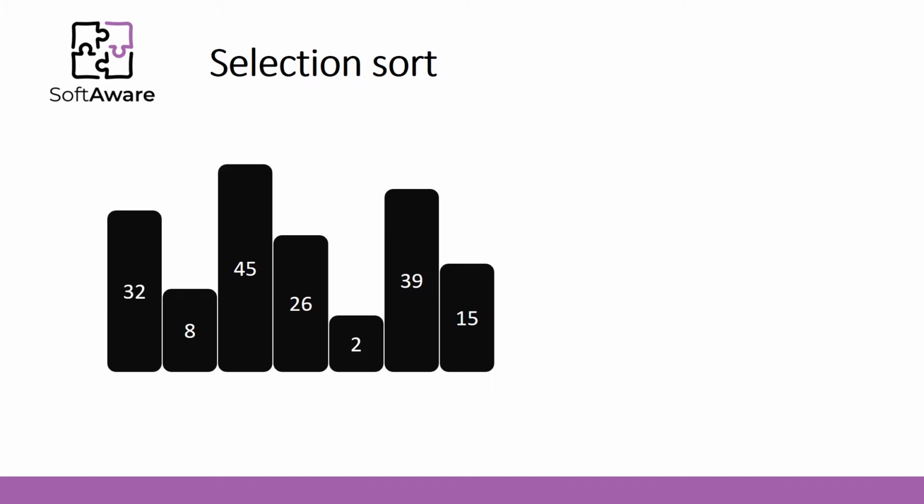Let's start with Selection Sort and see how it works. We will also check how many comparisons and swaps each algorithm will make. Selection Sort is an algorithm that selects the smallest element from an unsorted list in each iteration and places that element at the beginning of that list.